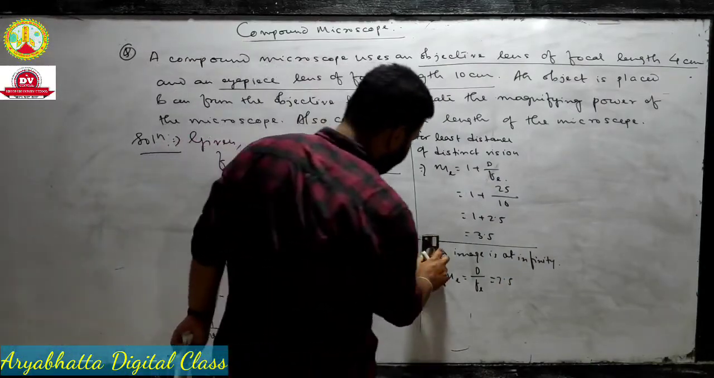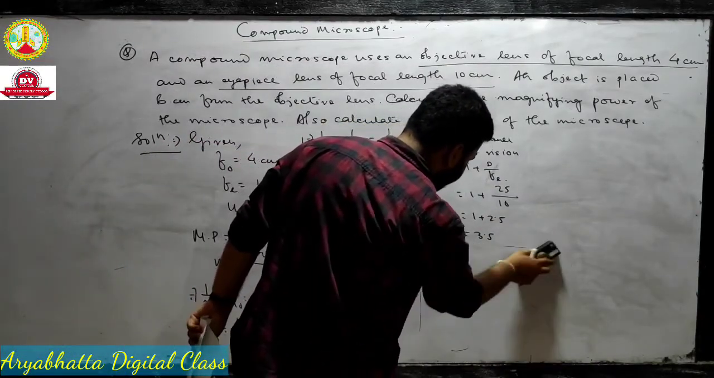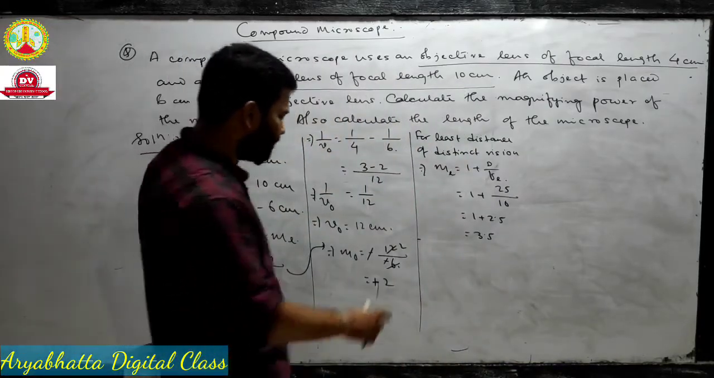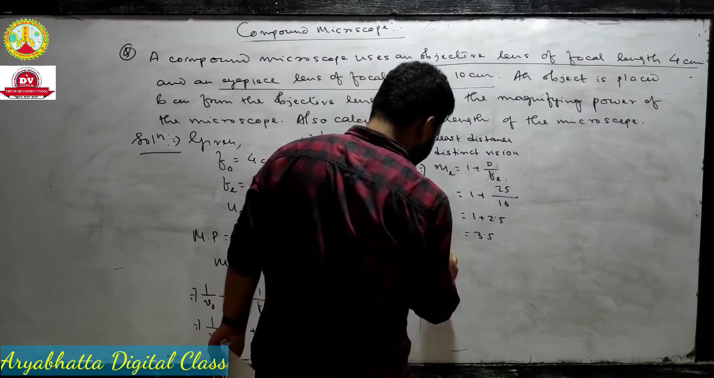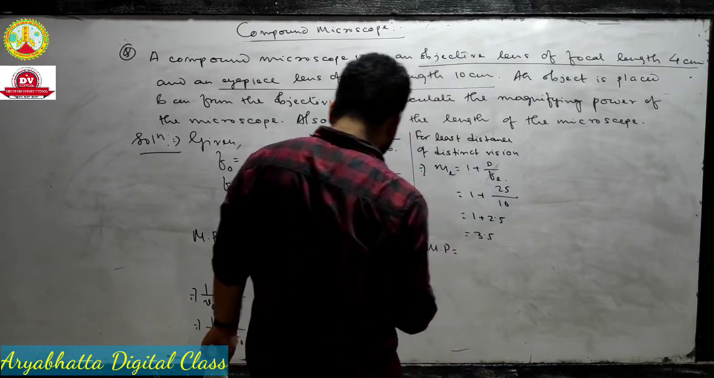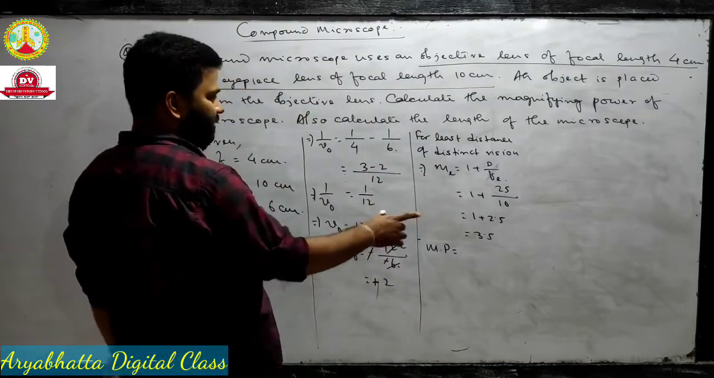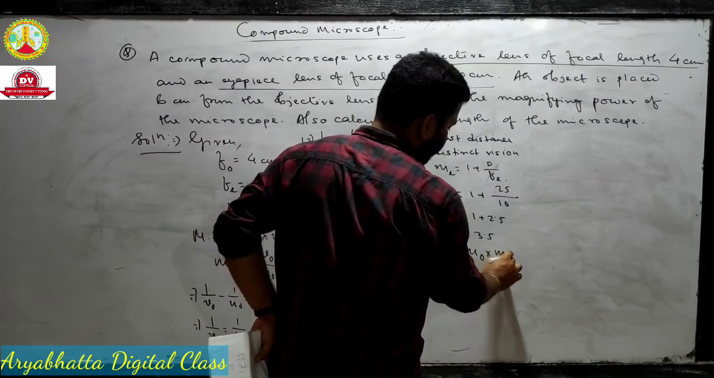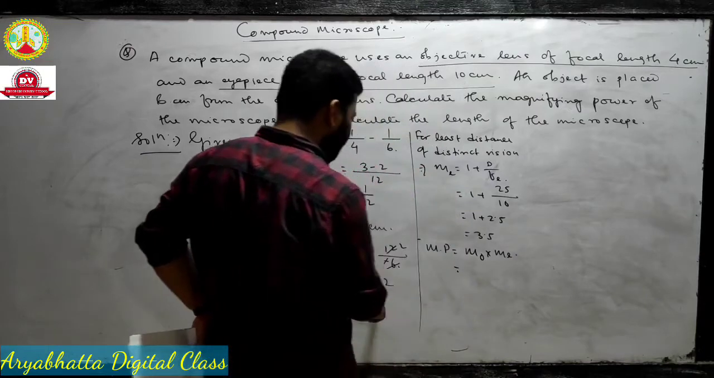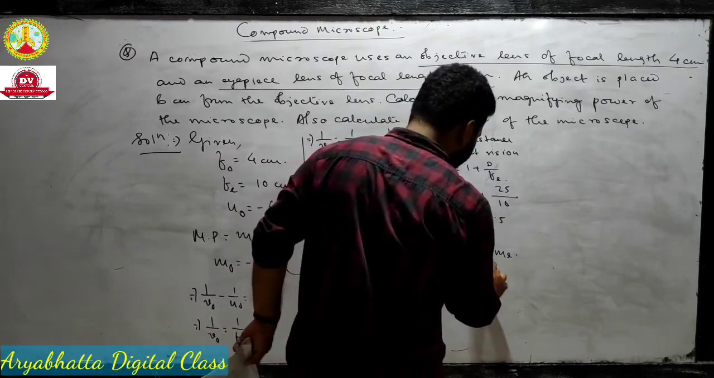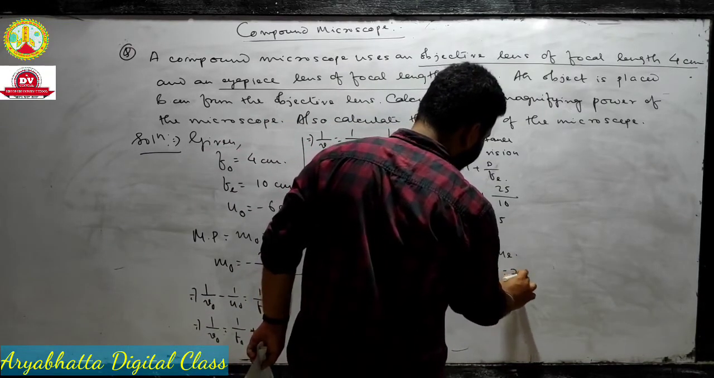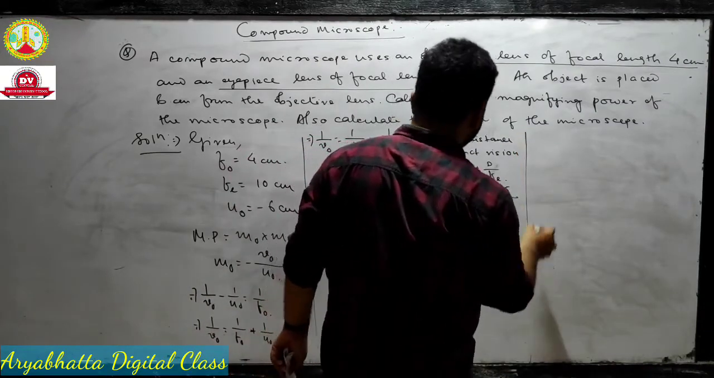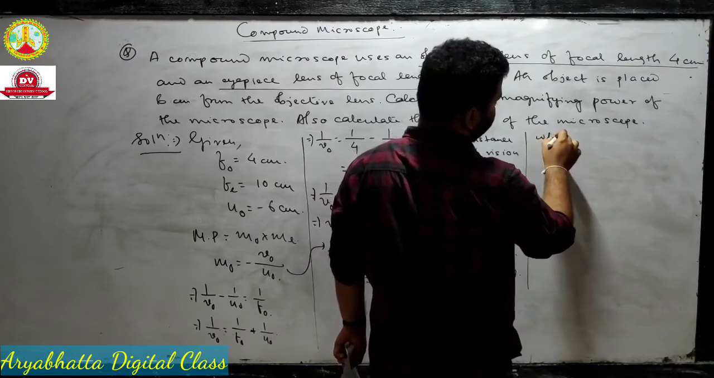You do one thing, we will do this a little later. So the magnifying power for this condition will be MO into ME. MO is 2 into 3.5, this is 7. Another scenario is, what was this?